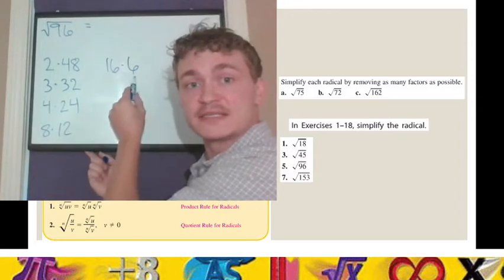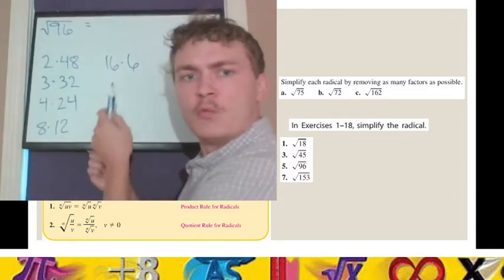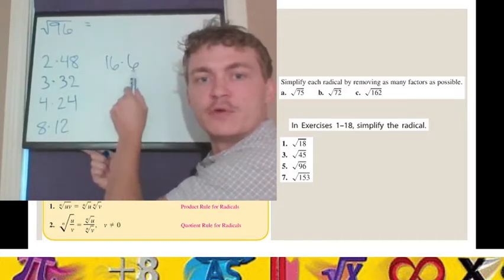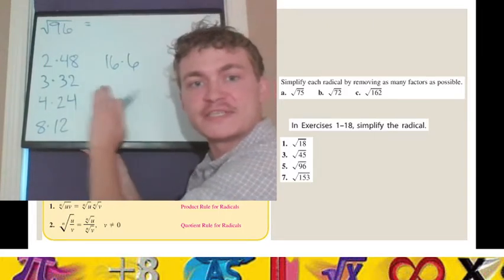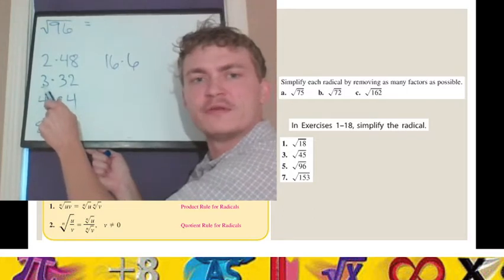16 times 6 is 96. What happens if I double 16 again? I get 32. What happens if I half 6? I get 3. And I would have to stop there because if I double 32 to get 64, how do I have 3? It's 1.5.